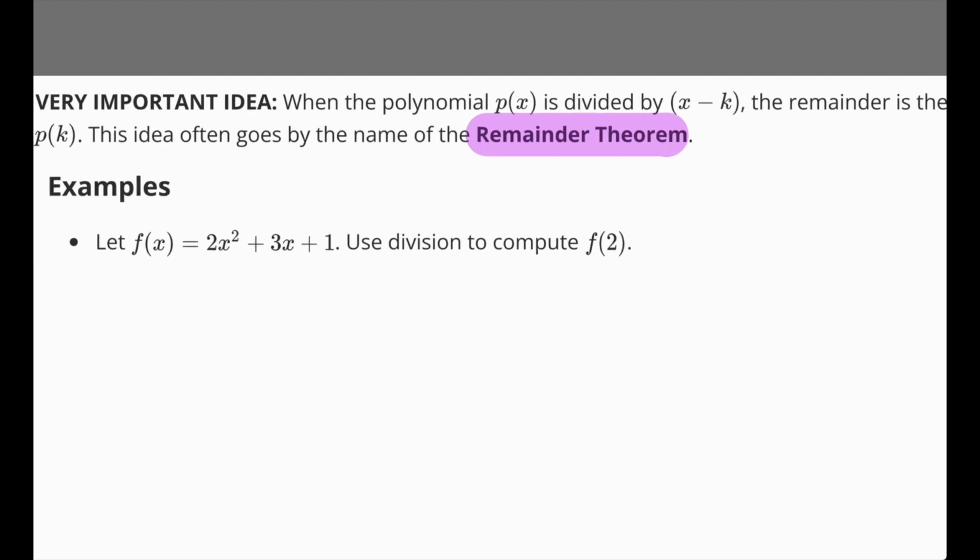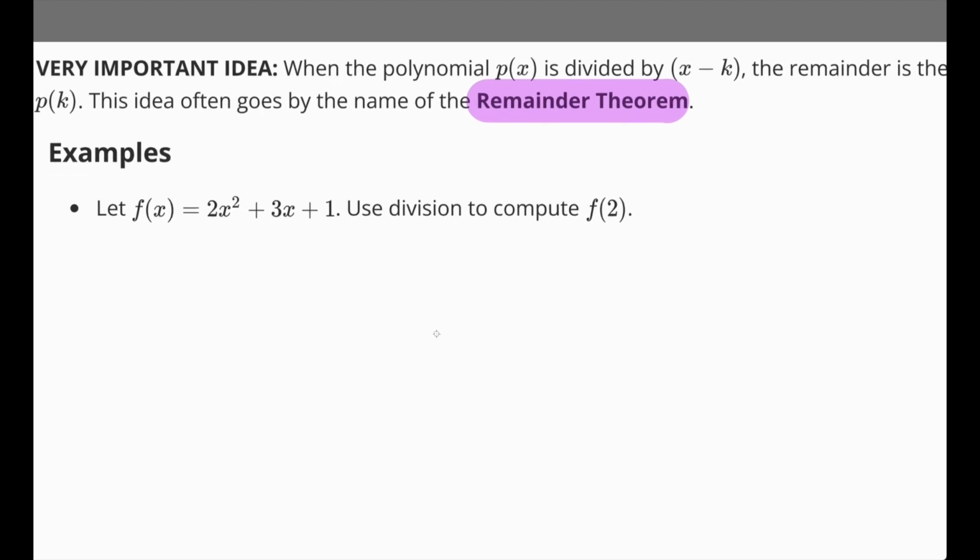So we're going to look at an example here to just kind of make sure this makes a little bit more sense. So it says right here, let f of x be equal to 2x squared plus 3x plus 1. Use division to compute f of 2. Now, just for fun, I'm actually going to plug in and just find f of 2 right now. And you're going to notice at the very end, you're going to get the same exact thing. So you should get 15 for this. So our final answer, we should have 15. When we use the long division, we should get 15.